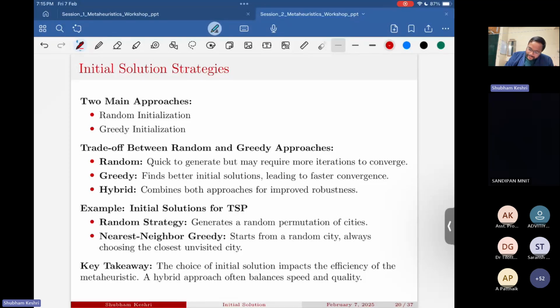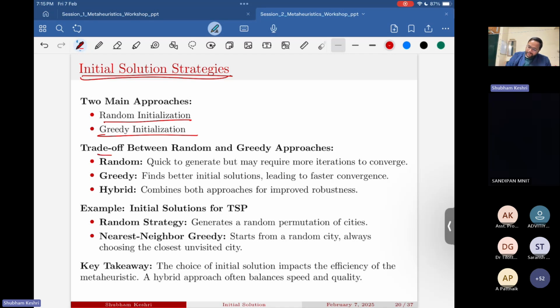Okay. Initial solution. Every time I have mentioned single solution meta-heuristics, we are saying we will start at an initial solution. So picking that initial solution is important. There are many approaches to do it. You can do it randomly. You can do it greedily, like a knapsack problem. You can use a greedy heuristic to start with a solution and then move on to better solutions.